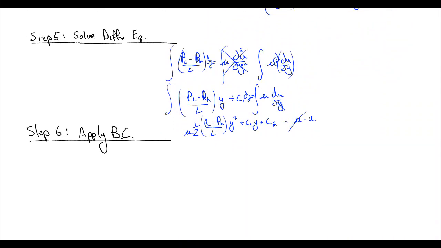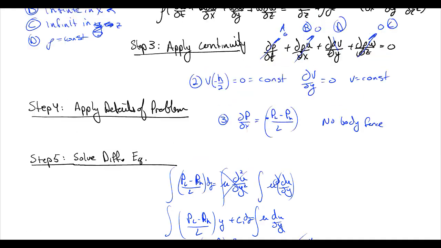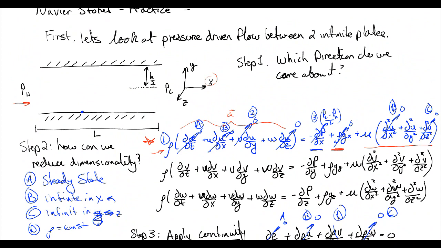Cool. So now we apply the boundary conditions, and this is the important part of this problem. And honestly, it's one of the things that makes this particular problem a little difficult. So we have clearly one boundary condition that we know, which is that the velocity at h over 2 is equal to 0. So u at y equal to h over 2 is equal to 0. We also have y at negative h over 2 is equal to 0, but it turns out that doesn't give us any new information about this problem.